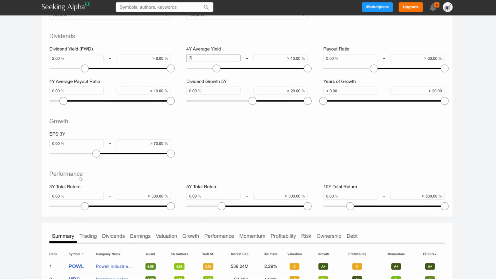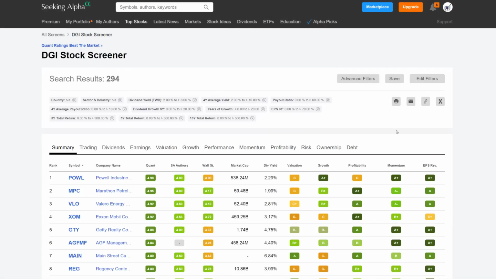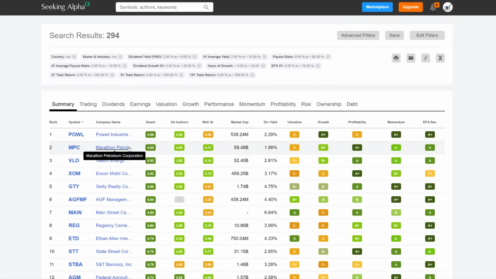So yeah, the performance here, we've got the 3-year total return, 5-year total return, 10-year total return. Right now I have it set at 0, so we're not going to have any company that has a negative return over the last 3, 5, and 10 years, and we can tweak this as appropriate, right? Okay, so now we're going to hit done, and then I want to take you through and show you, kind of left to right, what we're looking at here.